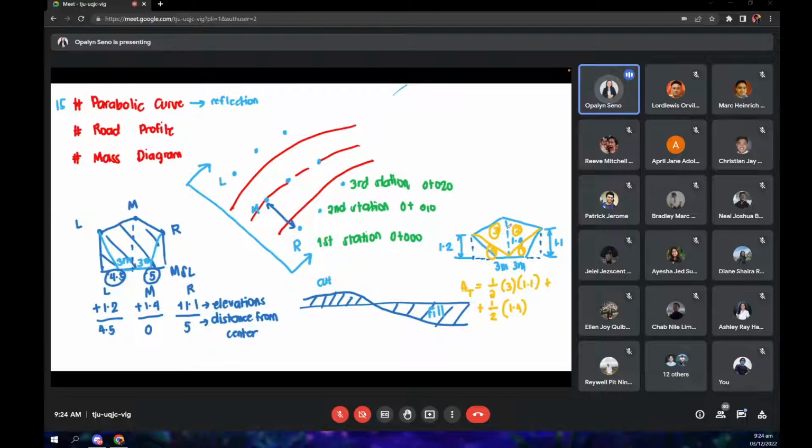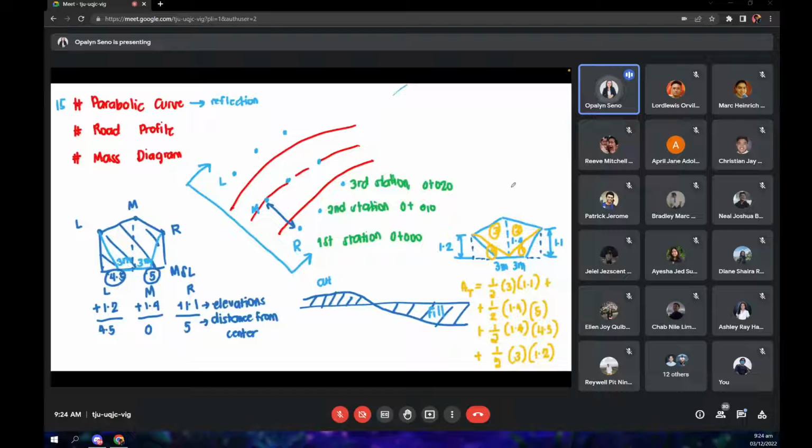Okay, so 1.4, and then the base is 5. Then plus one-half, and then 1.4 again. And then we have the width, which is 4.5. Okay, and then plus the last one, number 4, one-half base times height. So 3, and then the height itself, which is 1.2. So you have obtained the profile, or the width, of that road.